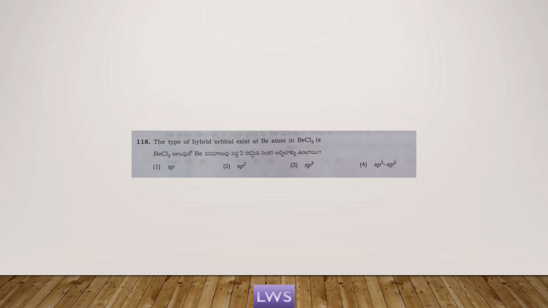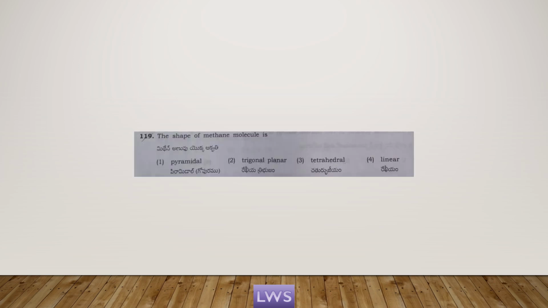Hybridization present in BeCl2. So in BeCl2 there is sp hybridization. So option 1 is your answer. Shape of methane, it is nothing but tetrahedral shape. Option 3 is your answer.